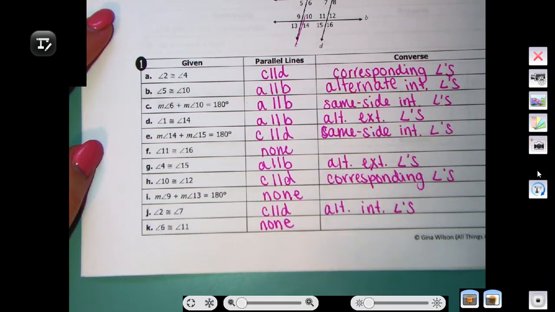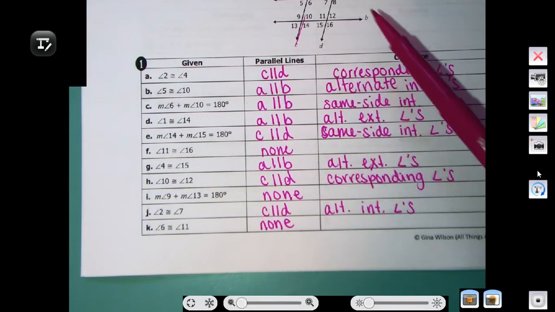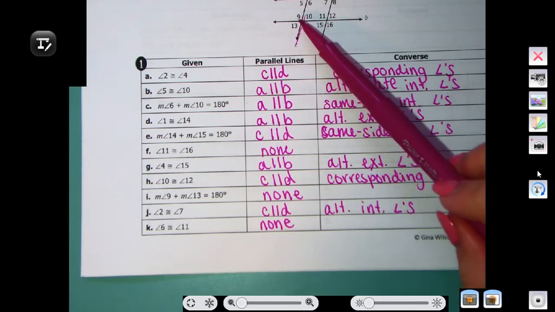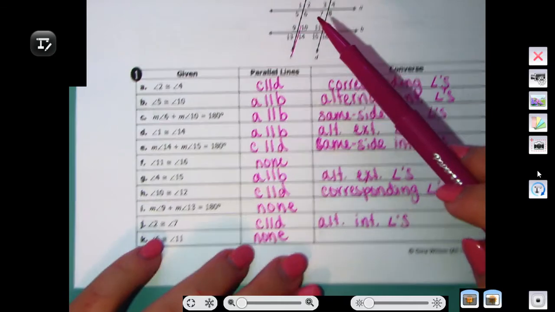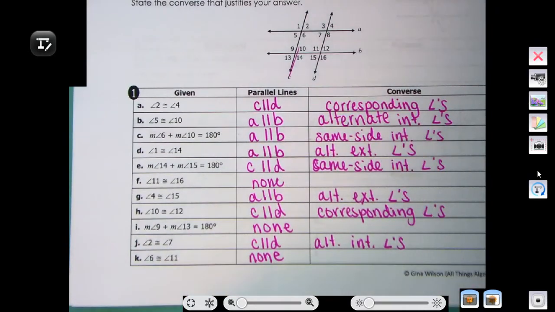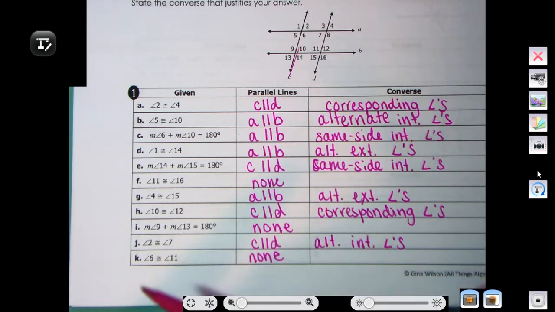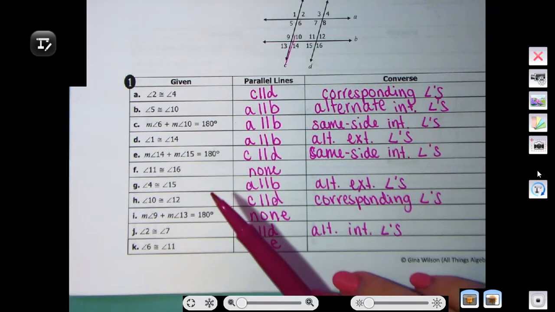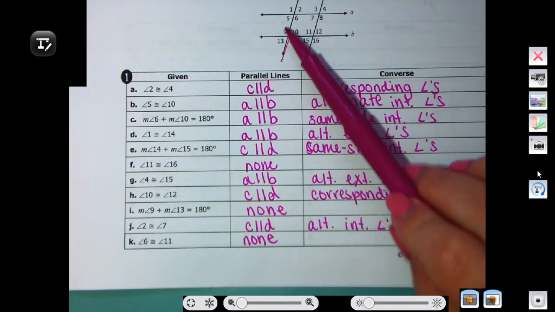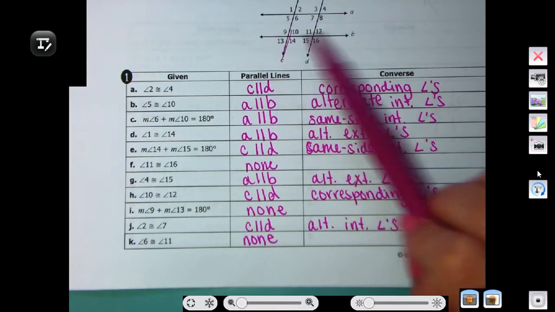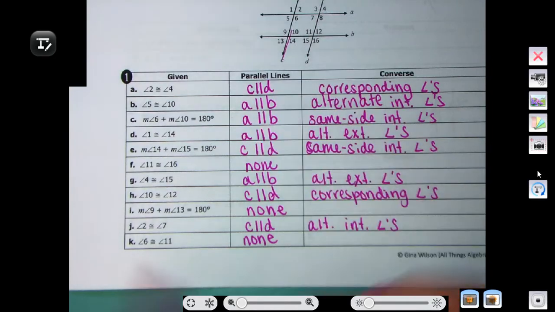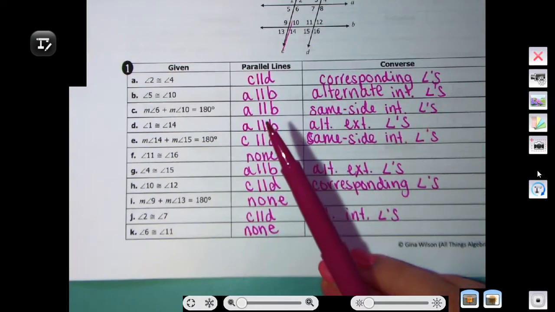We have another none one. So 9 and 13. If you look at 9 and 13, yes, they form a linear pair. They do, but that's it. They're not same side interior angles. They cannot help me prove any two lines parallel. So they are none. I cannot prove parallel lines, just a linear pair. So it would be none. And again, you can see 9 and 13. Okay, they touch line C and line B, but they don't touch A or D. So I can't prove any sort of parallel relationship.